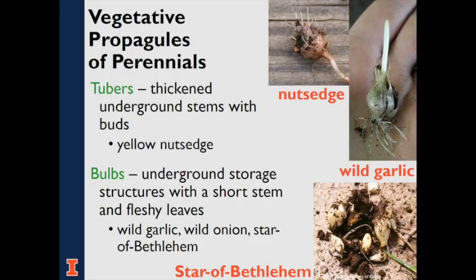Bulbs are underground storage structures with a short stem and fleshy leaves. Examples include wild garlic, wild onion, and Star of Bethlehem. Vegetative propagules allow overwintering and can be produced in as little as 4 to 6 weeks after germination. After that time, top growth can be destroyed and new growth will rise up from the stored food reserves in these structures. Control tactics may need to be repeated with perennial weeds, and systemic herbicides are recommended.